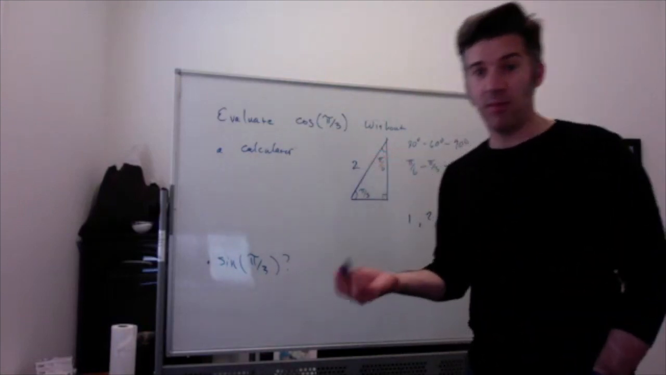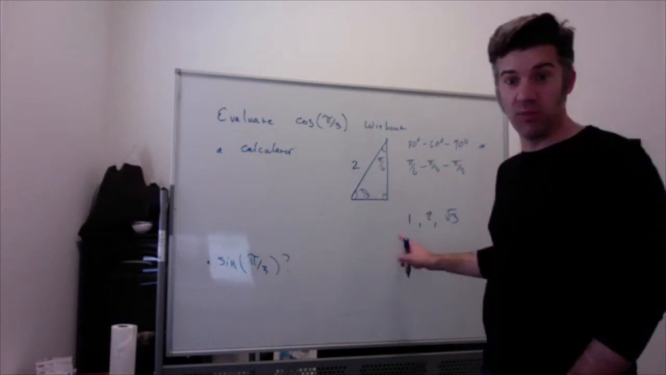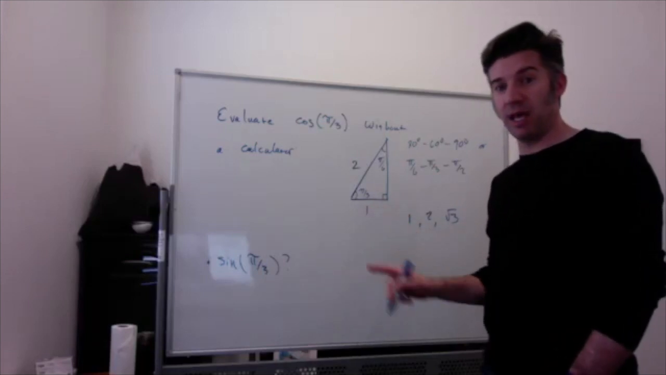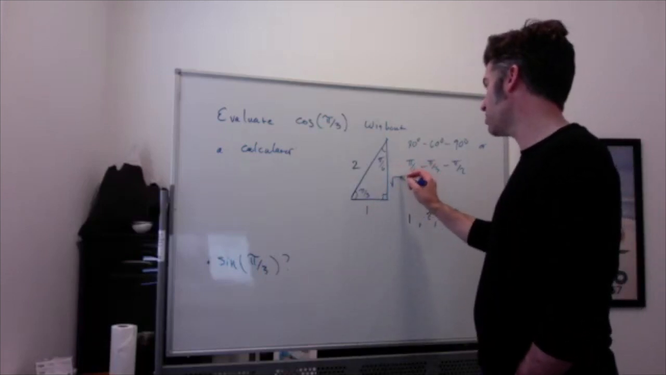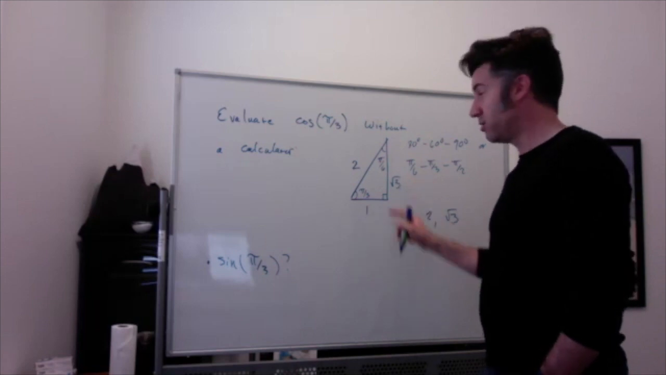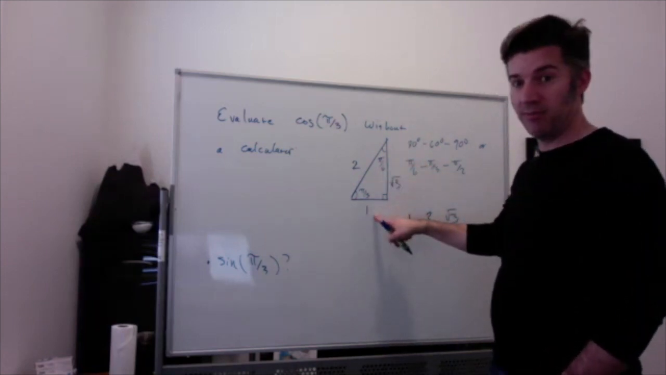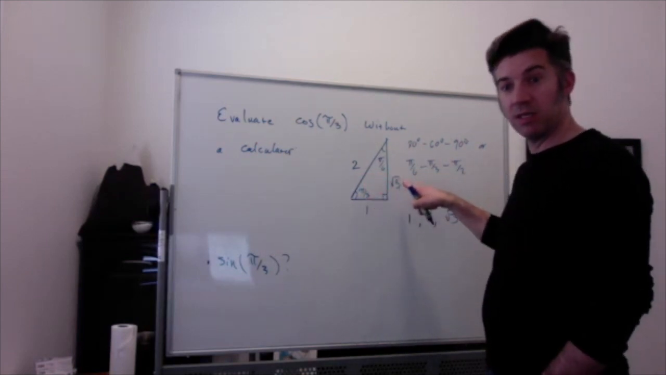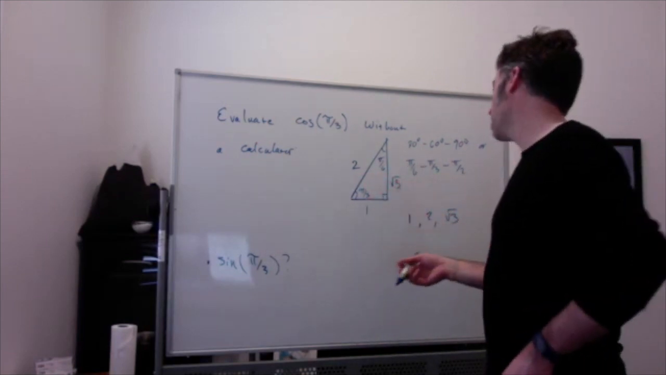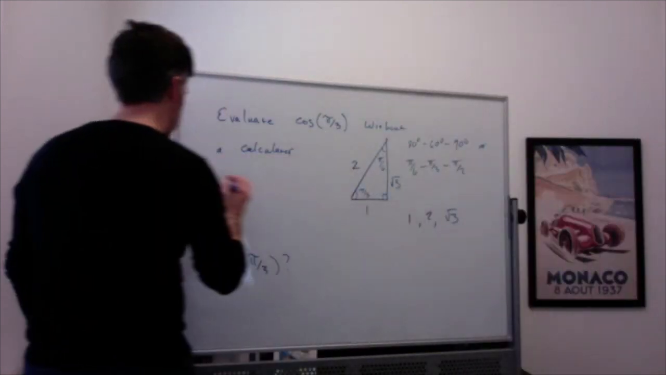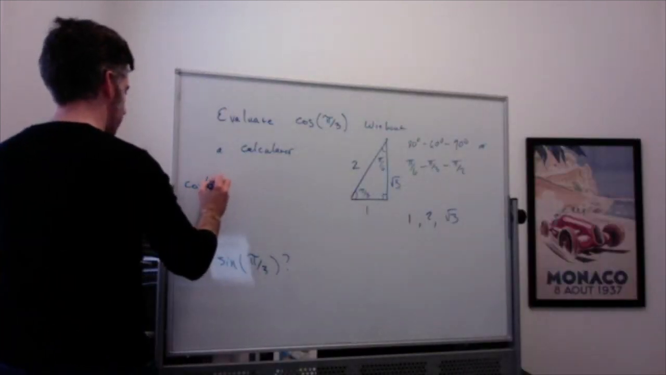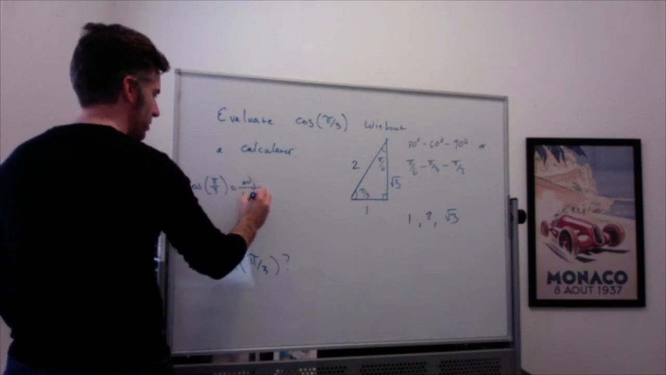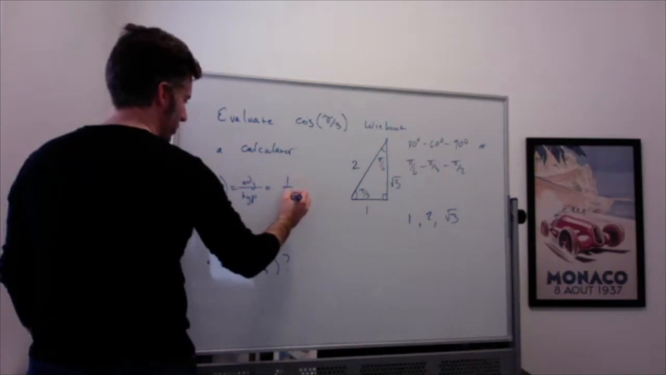The way I remember which goes where is that the smallest side, which is 1, always goes opposite the smallest angle. And the medium side always goes opposite the medium angle. In fact, that's always true about any triangle. The smallest angle is always opposite the smallest side, the biggest angle is always opposite the biggest side, and the medium angle is always opposite the medium side. Kind of a cool fact. So in this case, cosine of pi over 3 is the adjacent side divided by the hypotenuse, which is going to be 1 over 2.